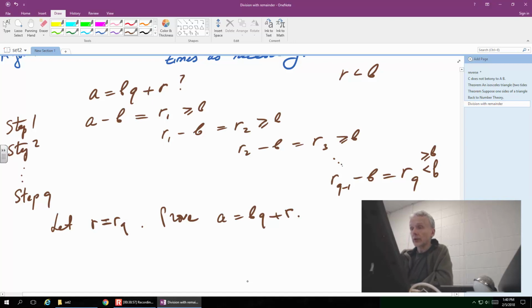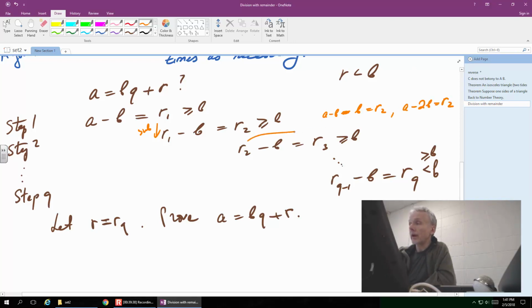Well, how about we look into substitution. I'm going to substitute R1 in the first equation into the second equation, like this. So what do I get? I will get A minus B minus B is equal to R2. Or simply A minus 2B is equal to R2.